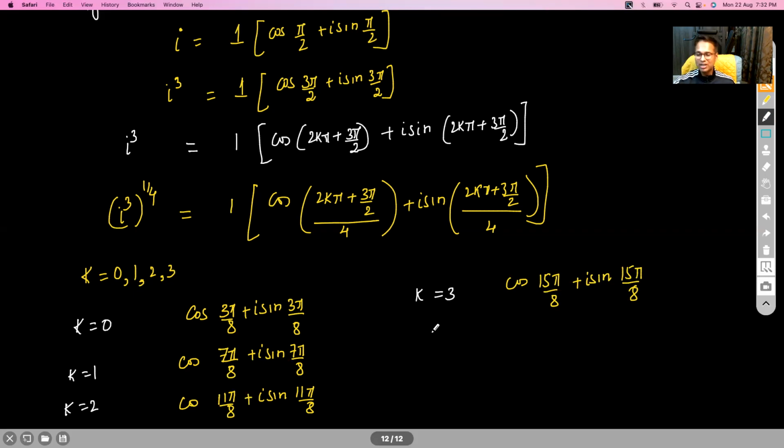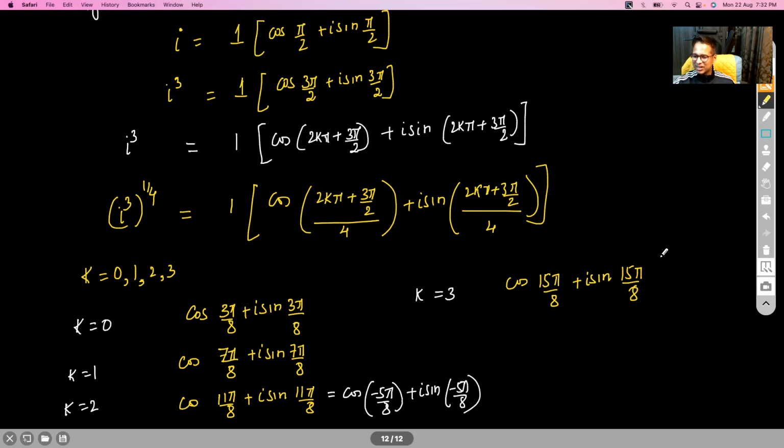So if you want, it is up to you. If you want, you can write it as cos. This, 11 pi by 8, can be written as minus 5 pi by 8. Absolutely right. So you can also write it like this. No issues. You'll end up getting the same answer.